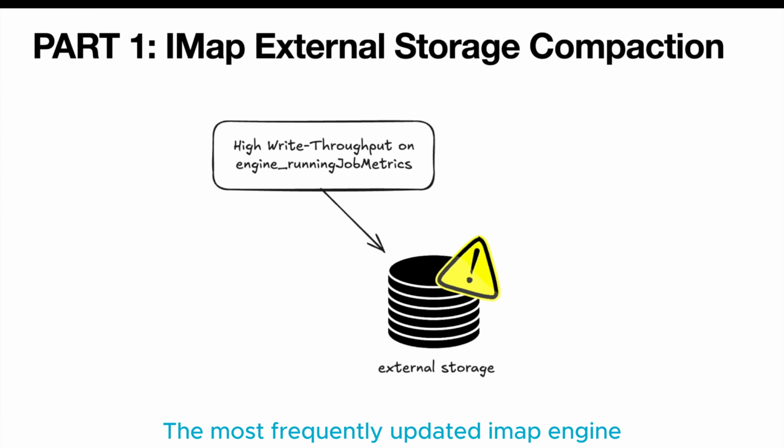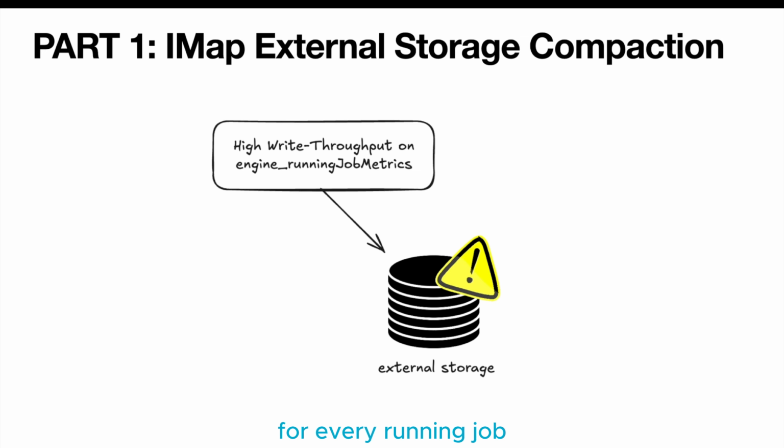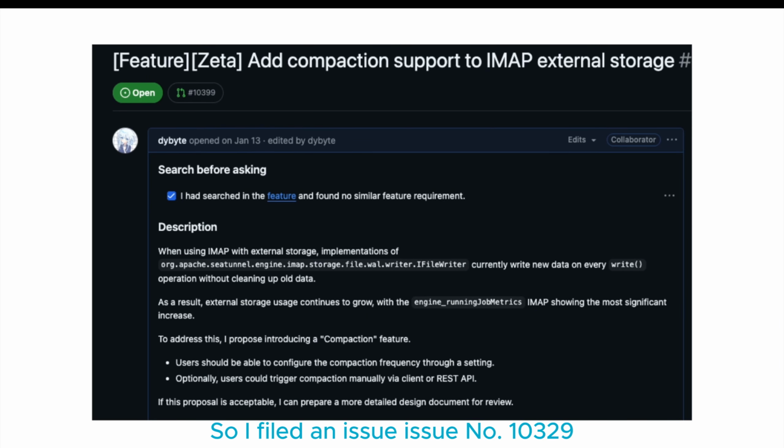The most frequently updated IMAP, engine running job metrics, gets written on every metrics tick for every running job. In a long-running production cluster, that file would grow indefinitely with no way to reclaim that space. So I filed an issue number 10329, and I proposed implementing a compaction feature based on exactly the LSM tree compaction model I had just studied.